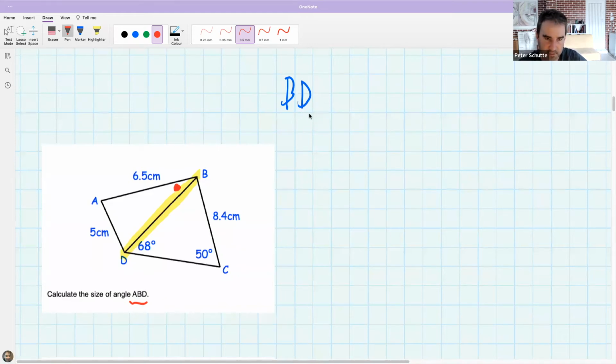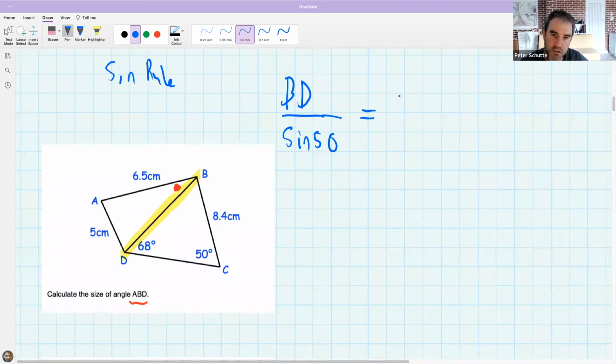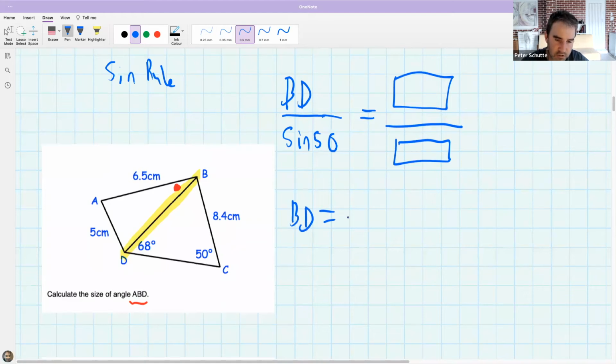In the chat, I am seeing sine rule. And I think you guys are on the right track. So if we want to find BD, how would we write out BD using the sine rule? I think it would be BD over the sine of 50 equals to something. And I want you to find what those two somethings are. And then when you're ready, I want you to give me the answer for BD. So let's start with that. Let's just take our time and do that.